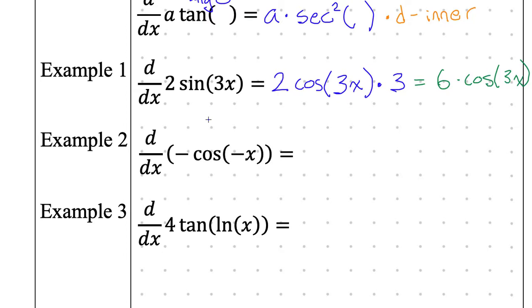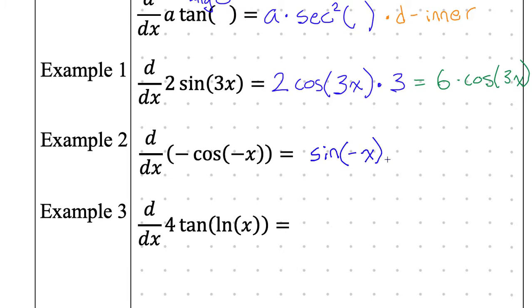Let's try another one. Example 2. Who wants to take a shot at it? Gio, you're up. Negative 2 cosine. Careful. So cosine changes to what, first of all? Oh, sine. Negative 2 sine. So careful. It was a negative cosine. So C stands for change. So it was a negative, now it's a positive. Positive what? Positive sine of x. Negative x. Good.